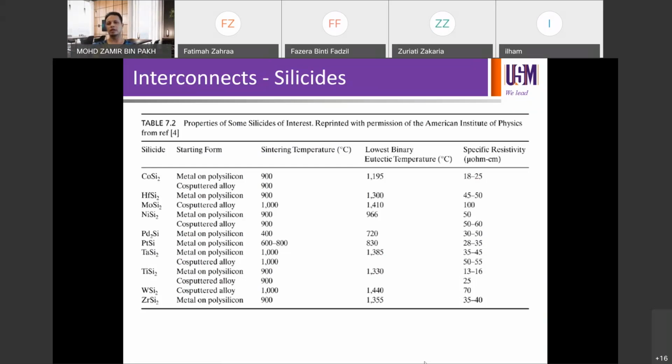This time around, specific resistivity varies depending on what sort of silicides you are working with.